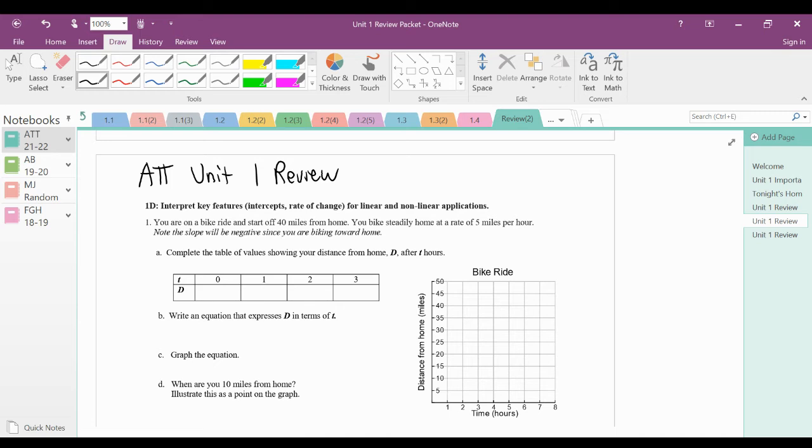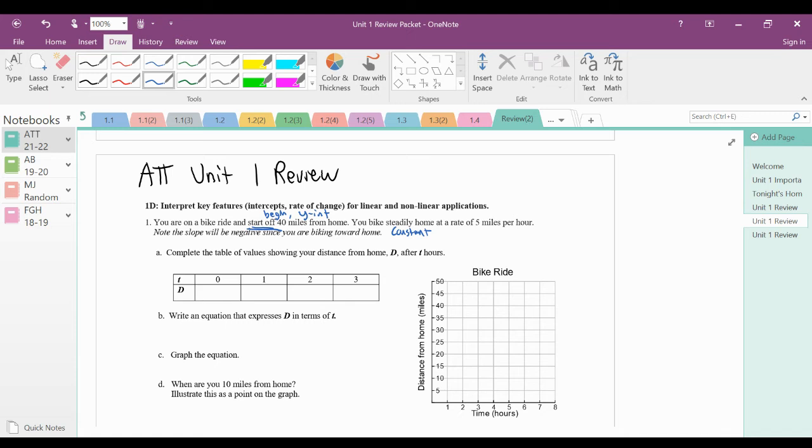You're on a bike ride and start off 40 miles from home. When I see that start off, that makes me think of the beginning. I think a lot about the y-intercept when I hear the words start or begin. So I'm 40 miles from home. You bike steadily home, so that's a constant rate, at a rate of 5 miles per hour. Note the slope will be negative since I'm biking towards home.